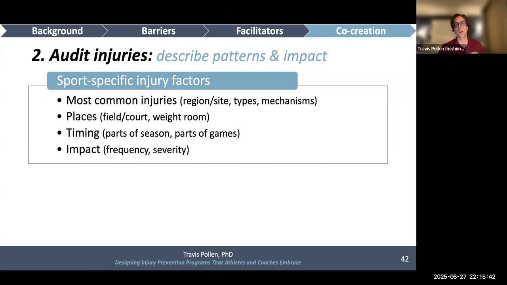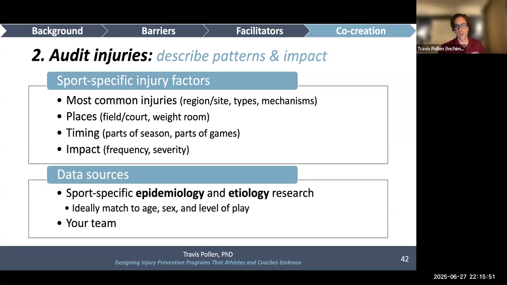What impact are they having? How frequent are these injuries and how severe are they in terms of how many days they're taking athletes out of the game? And we can answer these questions from a research standpoint by looking at sports epidemiology and etiology research on our specific sport, and then the age, sex, and level of play of our athletes. And we can also look at our own team data and answer these questions.